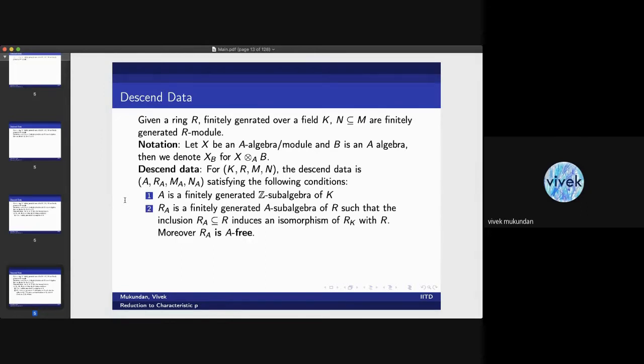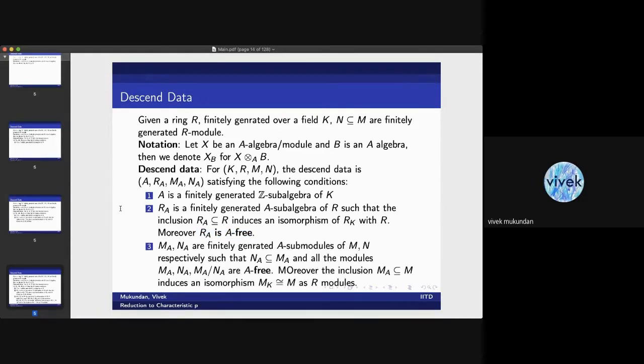R_A is a finitely generated A-subalgebra of R, such that the inclusion R_A contained in R induces an isomorphism of R_K with R. So if you define A and you define R_A, you expect R_K to be isomorphic with R. So, moreover, R_A is A-free.